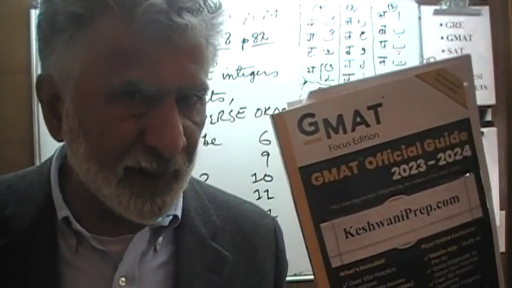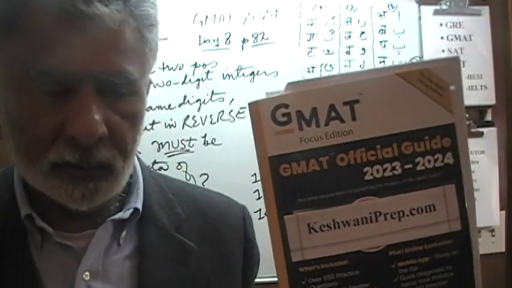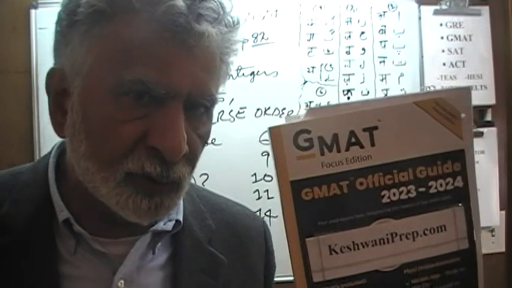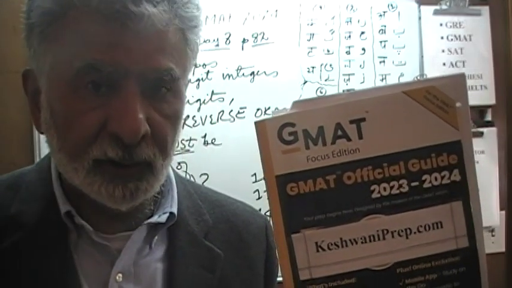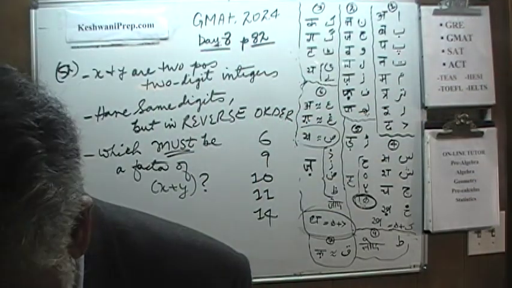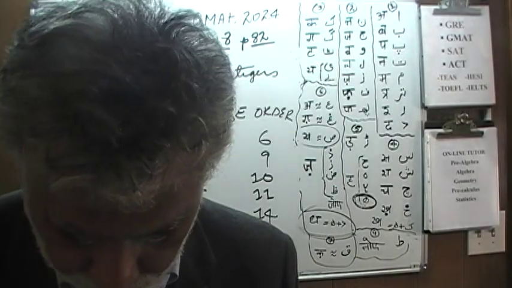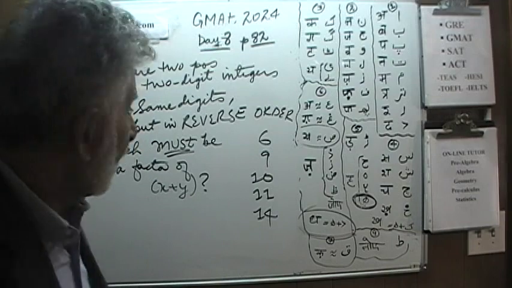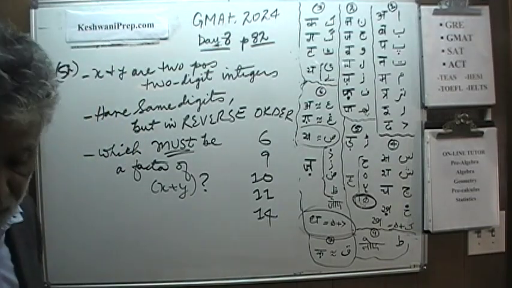We have been solving GMAT math problems out of this book here, the GMAT Official Guide 2024. If you do not own this book already, purchase one immediately. You're going to need it. Always make sure this book is in front of you when you're working with me. Today is our day number 8. And we'll start with problem number 52, the very first problem on the page.